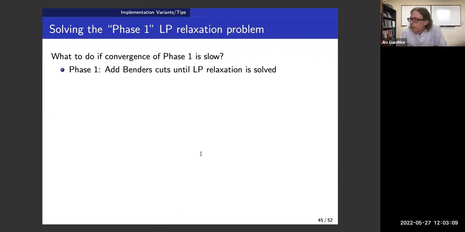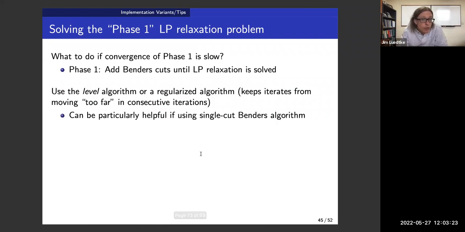Okay, there was a question earlier about different types of cuts, so briefly I'll mention that. One challenge is that even doing phase one, adding Benders cuts until the linear programming relaxation is solved, can be slow, and so you'd like to have better convergence of that. One thing you can do is use a level algorithm or regularized algorithm that helps convergence by preventing solutions in consecutive iterations from jumping around too far. This can be particularly helpful if you're using the single cut version of the Benders algorithm, to still get reasonably fast convergence even when you don't have all the cuts that you get in the multi-cut version.